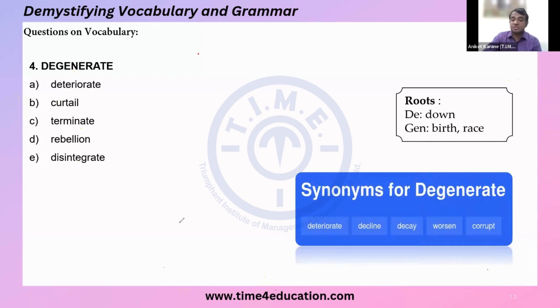What other words are synonyms of degenerate? So deteriorate is there, decline is there, decay is there, worsen is there, corrupt is there. All these words can also be asked as a synonym to degenerate.